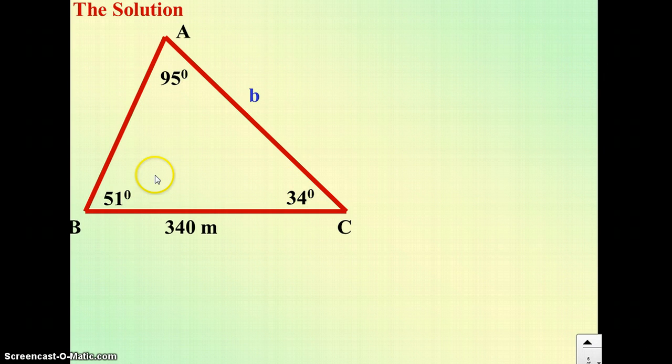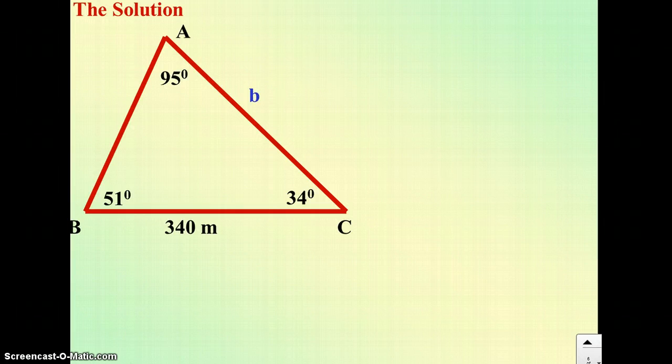So we know the two angles of the triangle. We can find the third angle, 95 degrees, using the sum of the angles of a triangle. I want to find out the side B, which is how far Paul is. So I've got a complete ratio, 95 degrees, side opposite, that's 340 meters. I can find side B using 51 degrees.